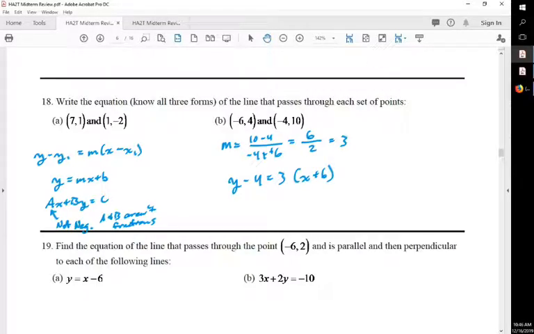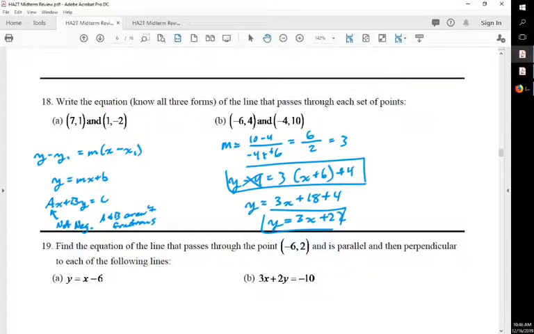There is point-slope form. Now, if I want to write it in slope-intercept form, where y is alone, I just have to add 4 to both sides. Then distribute and combine like terms. So I get y equals 3x plus 18 plus 4. So we get y equals 3x plus 22. So those are the two answers so far.